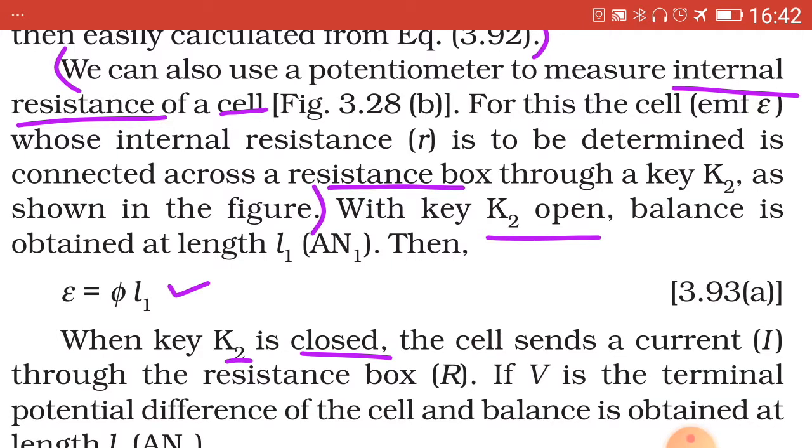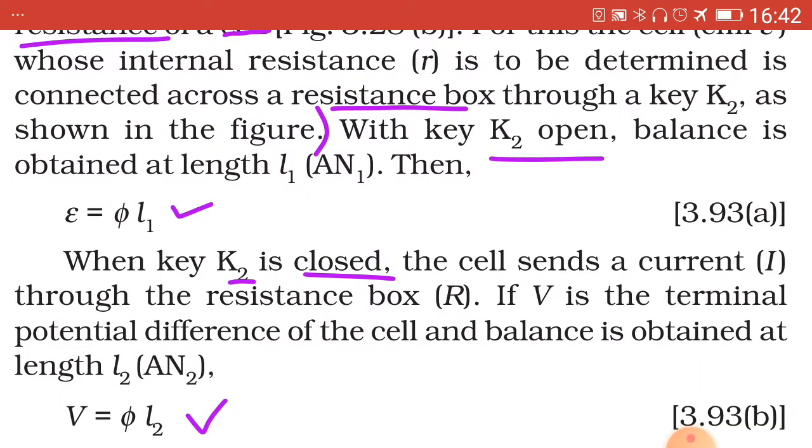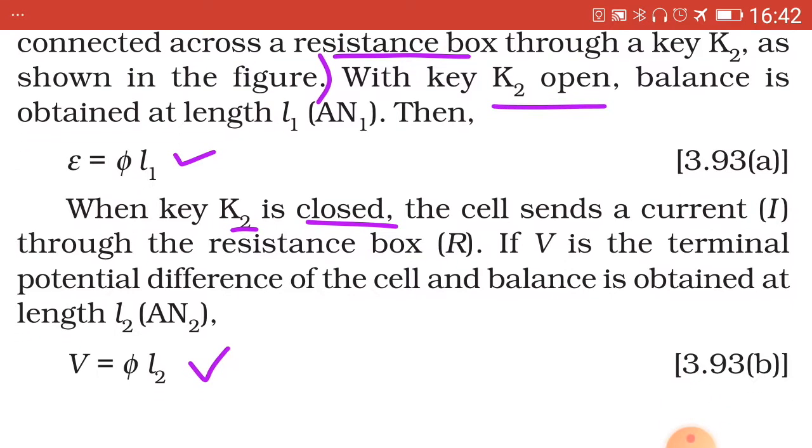Now we close key K2. So the cell sends current I through the resistance box R. Now if V is the terminal potential difference of the cell and balance is obtained at length L2, then we get potential difference V equal to phi L2, which again has been tick marked.